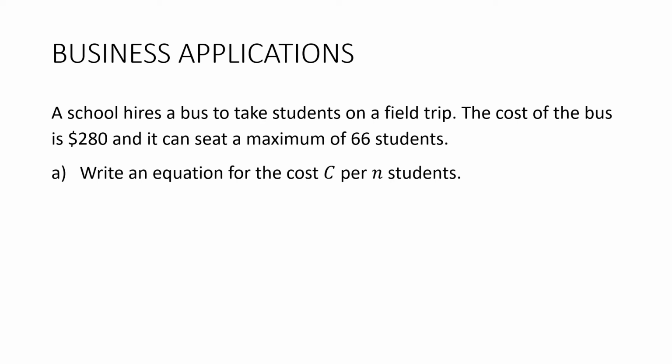Now, this is a tricky question because a lot of people want to use this 66 students, and it's actually nothing to do with it. We only need the cost. So we want to divide that cost amongst the n students, and that gives us our formula. C is equal to 280 over n.